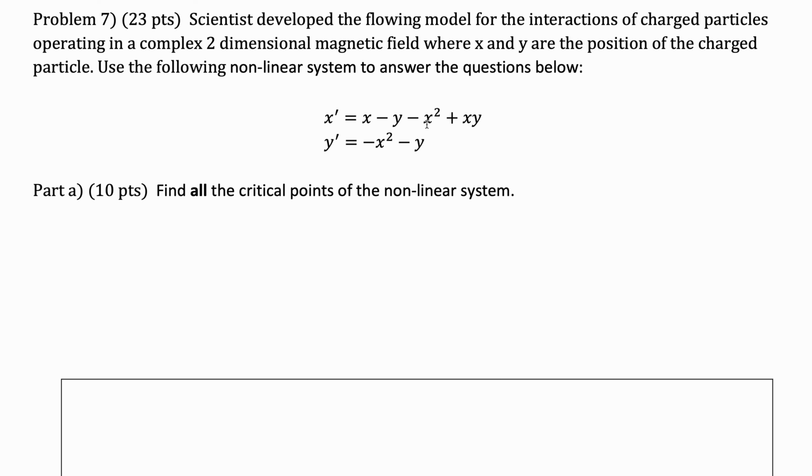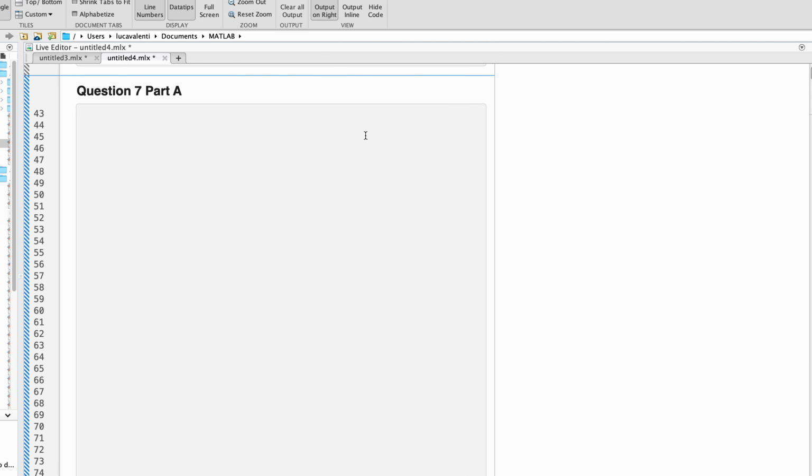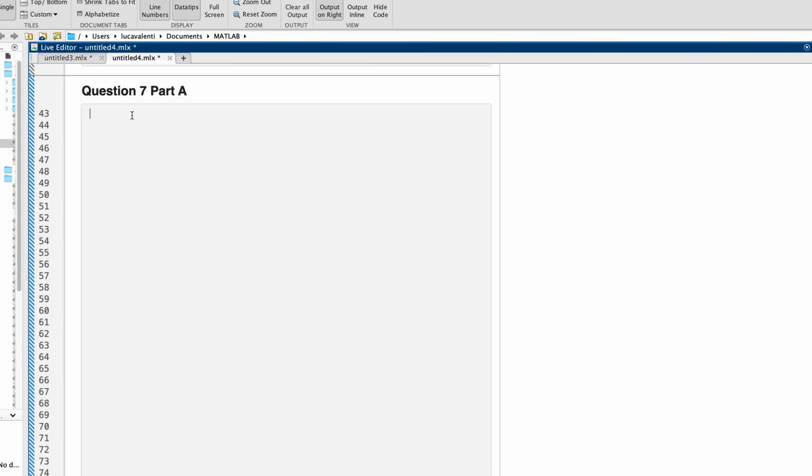Now this is a non-linear system, so it might have more than two answers, because if this was just linear, we'd have an x and a y and that's it. So I like to put this in Matlab just to make sure that I don't miss one critical point. So let's go over to Matlab and let's put it in there.